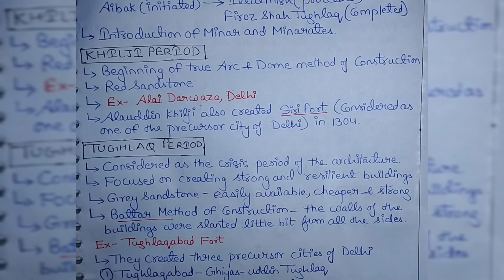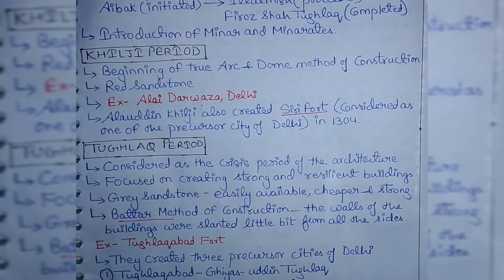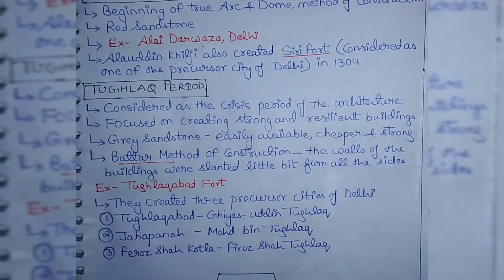Alauddin Khilji also created Shiri Fort. Shiri Fort is considered one of the precursor cities of Delhi and it was constructed in 1304. Next we'll talk about the Tughlaq period.